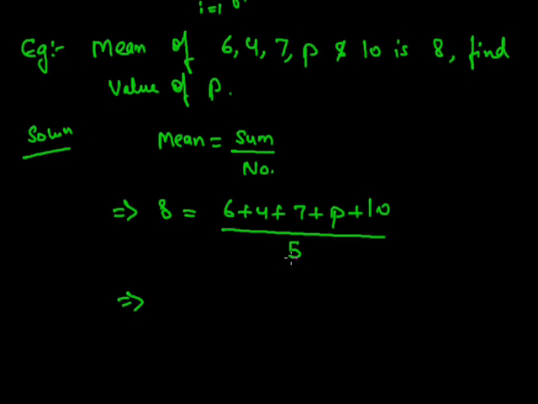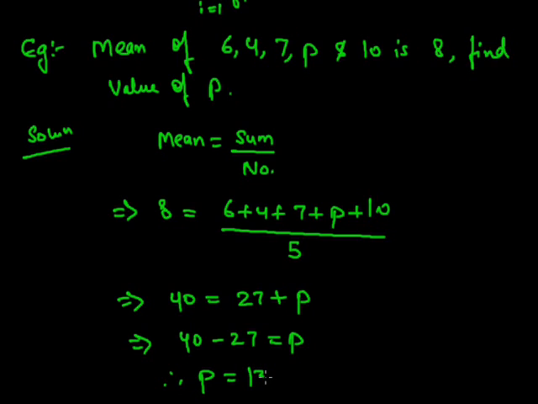What we'll do is first cross multiply, that is we'll take 5 to the other side and multiply it by 8. So we'll get 8 into 5, that is 40, is equal to, we'll add the remaining numbers and P will remain as it is: 6 plus 4 plus 7 plus 10. So we will get 27 plus P. After adding 6 plus 4 plus 7 plus 10, we get 27, and P will remain. Again, from 40 we take 27 to the other side, it becomes 40 minus 27 is equal to P. Therefore the value of P is equal to 13.